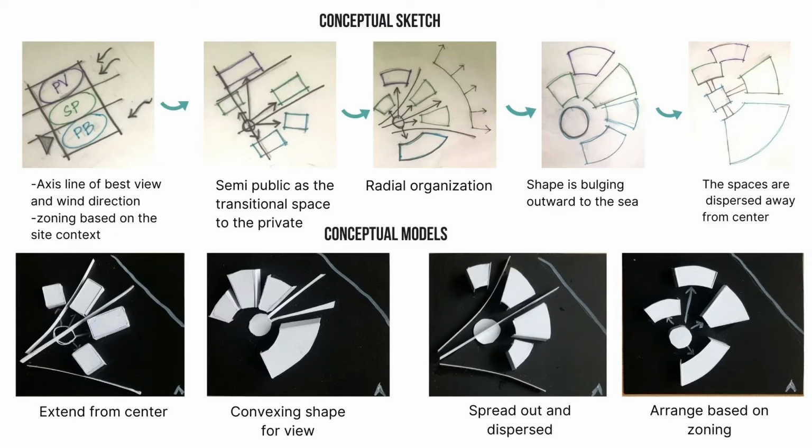First, the axis line is from the view and wind direction, so I arrange the zoning in vertical manner so that all zoning get wind and sea view. Next, I use radial organization and make the center as public and entrance to the building. Then, the other spaces extend in radial manner from the circle. From square, I develop the shape that is bulging outward to the sea, and then make the space disperse from the center. And below is the conceptual model of my design. As we can see from the basic square shape, the shape then is convexing toward the view and spread out.